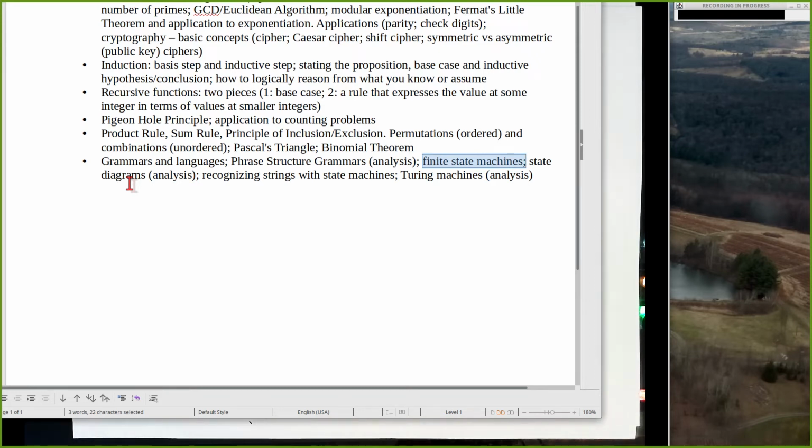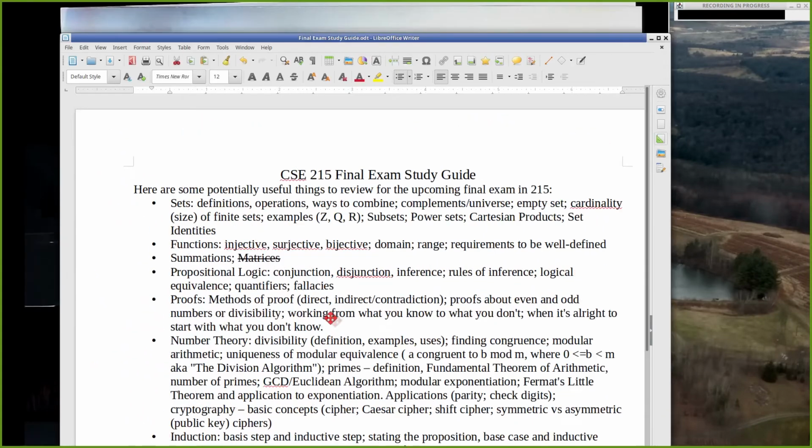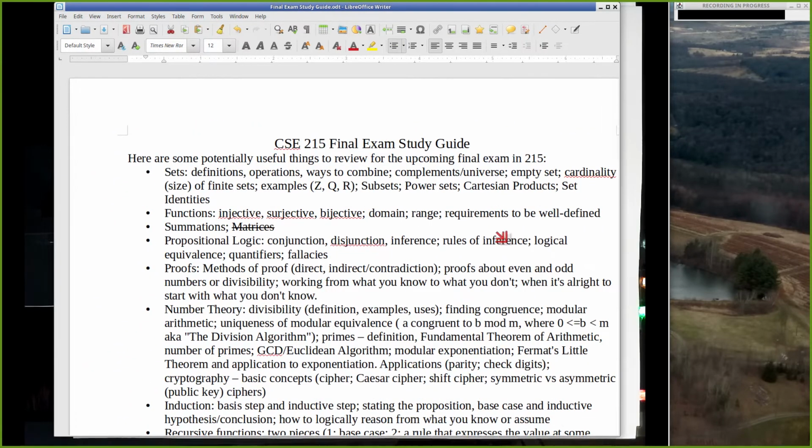So present state, input symbol, next state, output symbol, and movement, left or right. And using that kind of setup, we can basically implement state machines to do whatever kind of recognition or manipulation tasks we want. So I think that's a pretty good synopsis of what we've been doing the past 10 weeks.